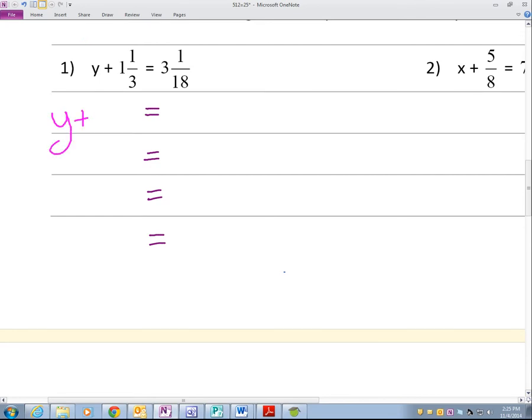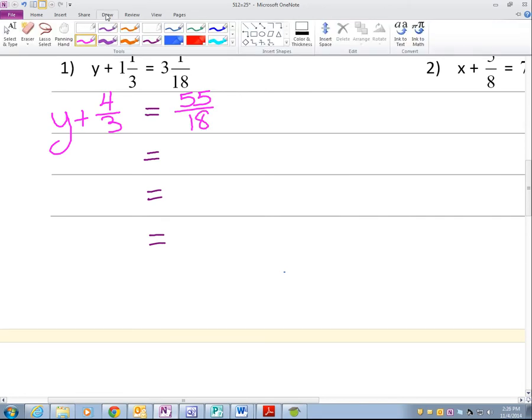All right, so I'm going to do these examples. If you're done with those first two, go ahead and just follow along with me. If not, it'll be up here when you're ready. So I'm going to make these improper fractions. So I have y plus 4/3, and this side is going to be 55 over 18.